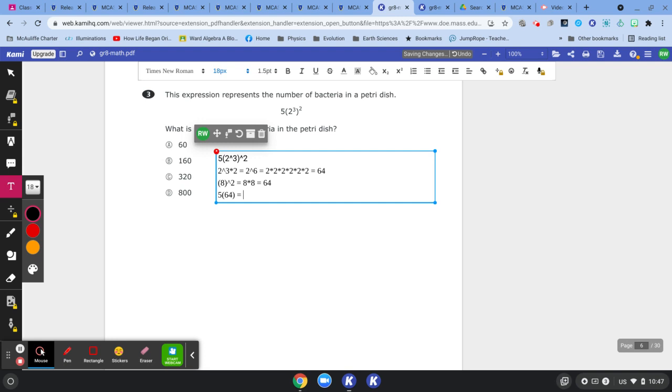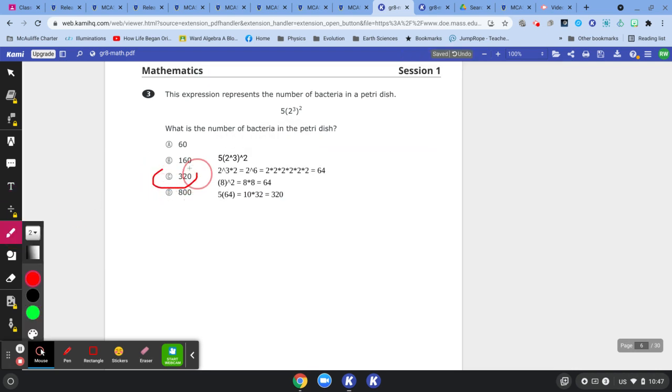And I'll tell you a sneaky trick about this. 5 times 64 is the same as 5 times 2 times 32. Because if I split the 64 into 2 times 32, now I can regroup that as 10 times 32, and 10 times 32 is easier to think about. It's 320. So our answer is this one right here. Okay, so that is that question. Let's pause and go to the next.